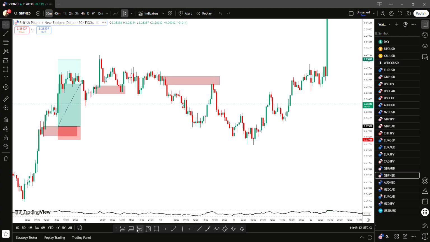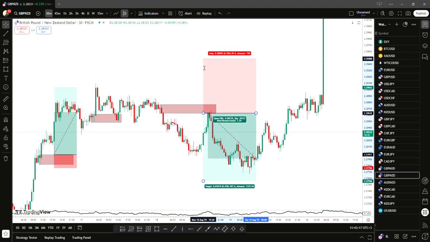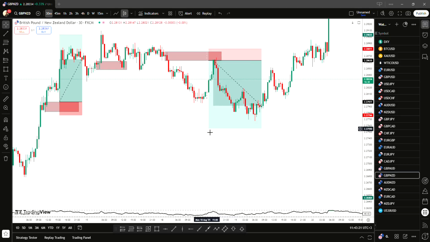So what do you do? You put your entries, and this is the 30 minutes time frame, guys. Put your entries there. Stop loss slightly up. That one would have been 20 pips. First level target is here, 1:3.